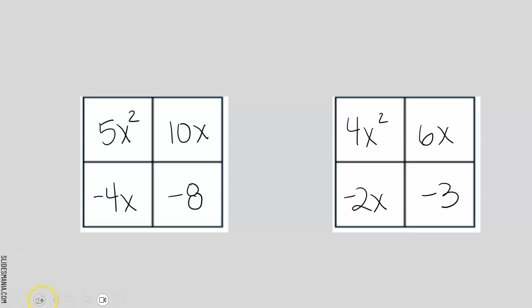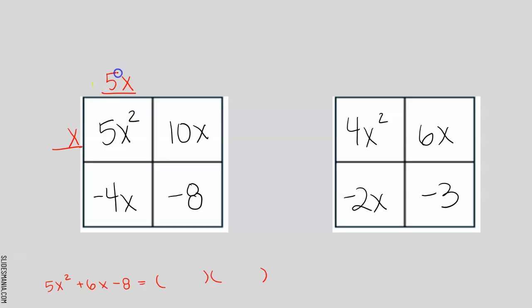All right, so in this first one, I have 5x squared, 10x, negative 4x, and negative 8. If I was writing the expanded form, I could do that right now because I already have all of the inside of the box. But what we're really trying to figure out in this problem is the outside of the box. So let's start thinking backwards. What times what would give me 5x squared? Well, I know x times x gives me that x squared, and now I have to figure out how I'm going to get that 5.